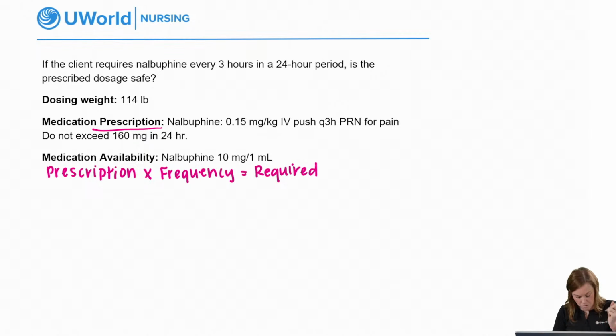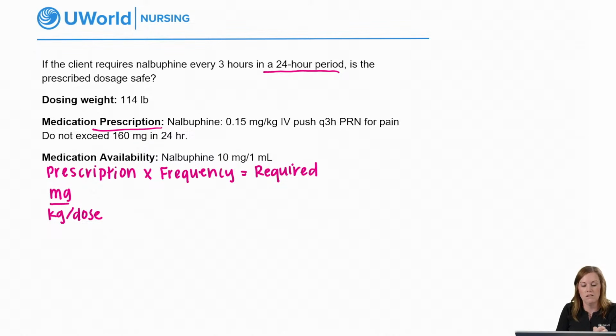Okay, so we know then when we put in these units, again, it's asking in this 24-hour period, is that safe? So 24 hours, think a day, let's see what we're working with here. Our prescription, again, can't change that. It's given to us written in pen. We're going to say our units, as we've been setting these up, are milligrams per kilograms per dose. So that's what is given to us, milligrams per kilograms per dose.